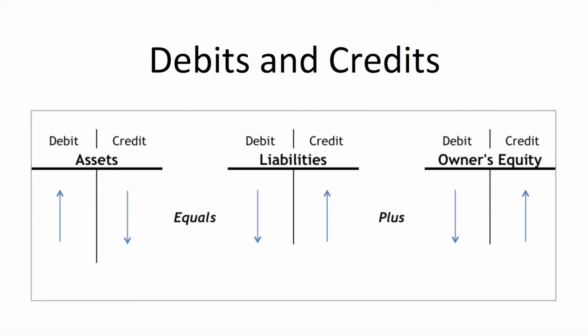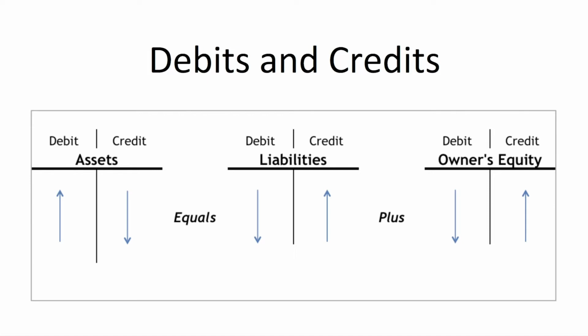So this is the key formula or the key way to begin to think about debits and credits. So you can see here we have assets equals liabilities plus owner's equity, which is the same formula that I encouraged you to memorize a couple of slides ago.